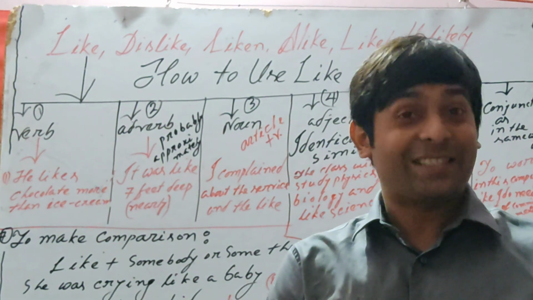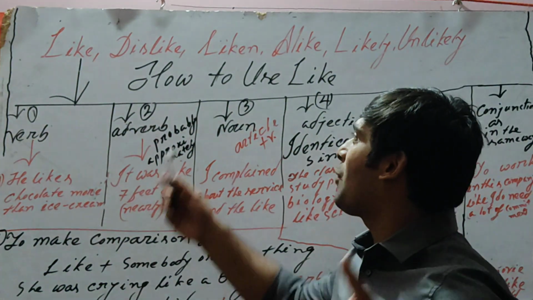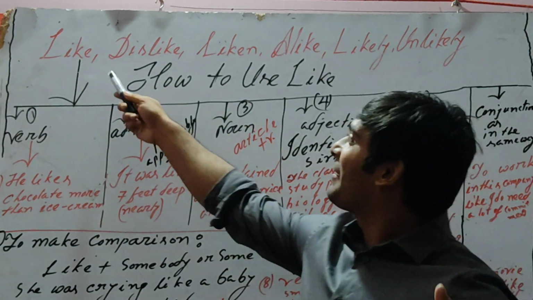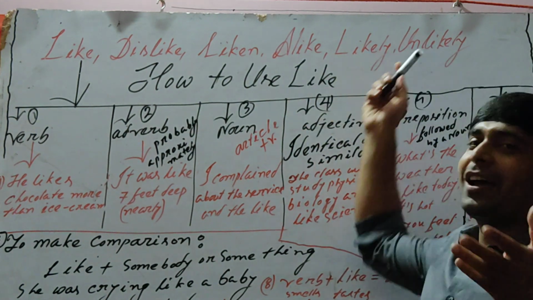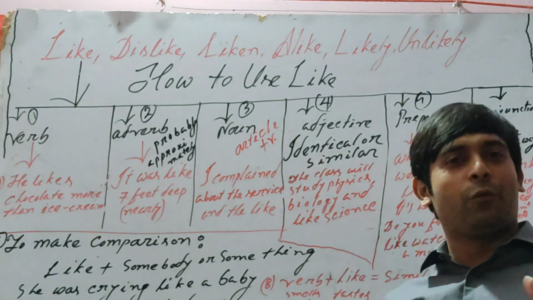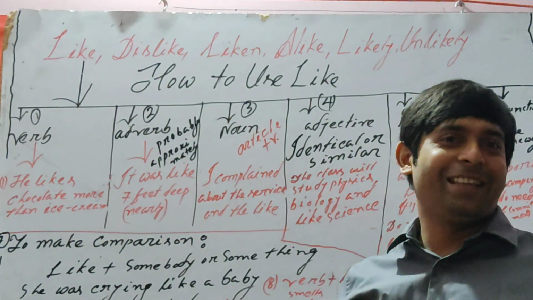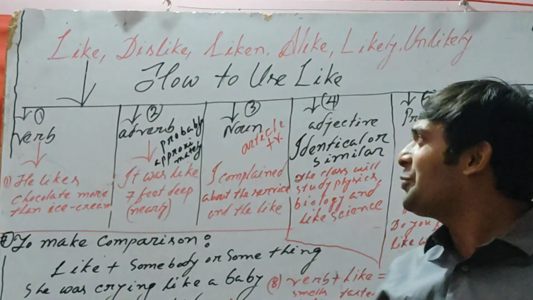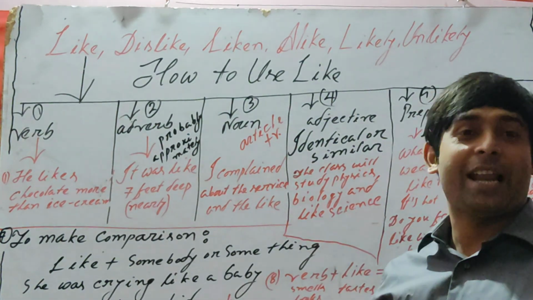Today we are going to look at some very important words: like, dislike, liken, alike, likely, unlikely. Though there are so many words, they have distinctions and differences. How to differentiate them is up to the class or the lecture.